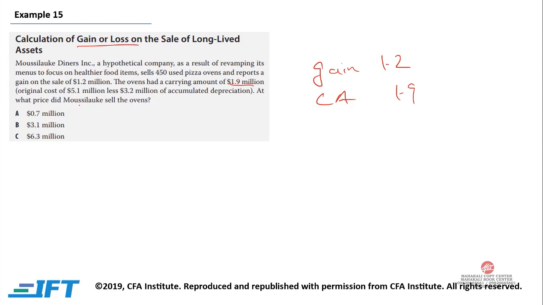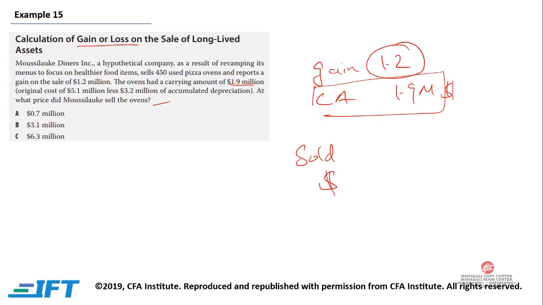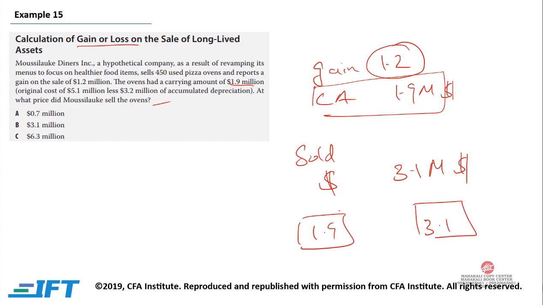At what price did Mosilowski sell the oven? Now the carrying amount is 1.9 million. This is your book value. And we made a gain of 1.2 million. So it means the cash that we would have received would be $3.1 million. Because if we received $3.1 million, and the book value is 1.9, there's a gain of 1.2. Hence option B is correct.